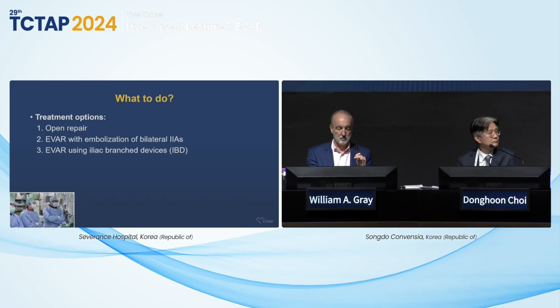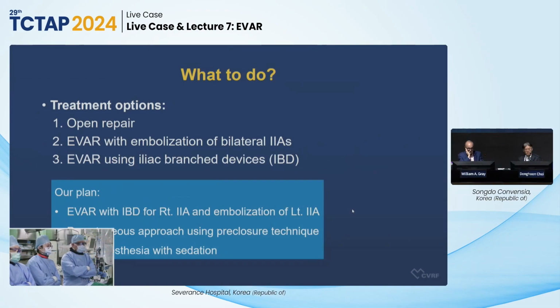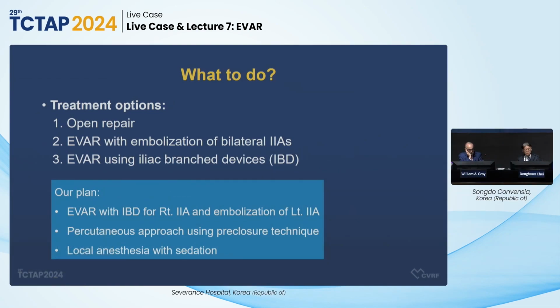Any other comment? Our decision was the same as Dr. Bill Gray's. Could you click the slide? Next. Okay, this was our plan. The left common iliac artery aneurysm is larger, and the internal iliac artery is also bigger, so it's not suitable for the landing of a side branch stent graft. So we decided to embolize the left internal iliac artery with a vascular plug, and we plan to implant an iliac branch device on the right side.